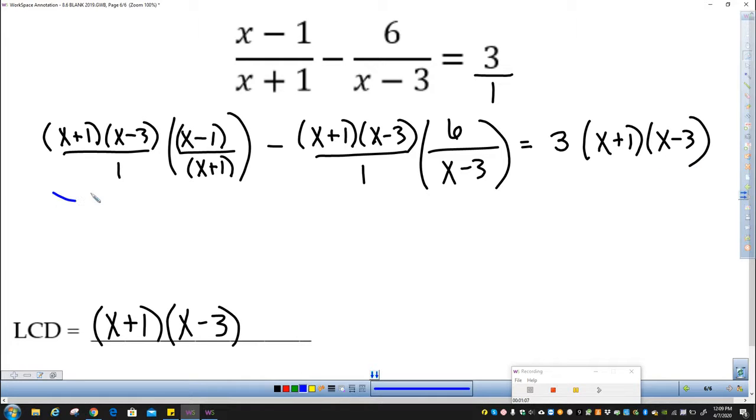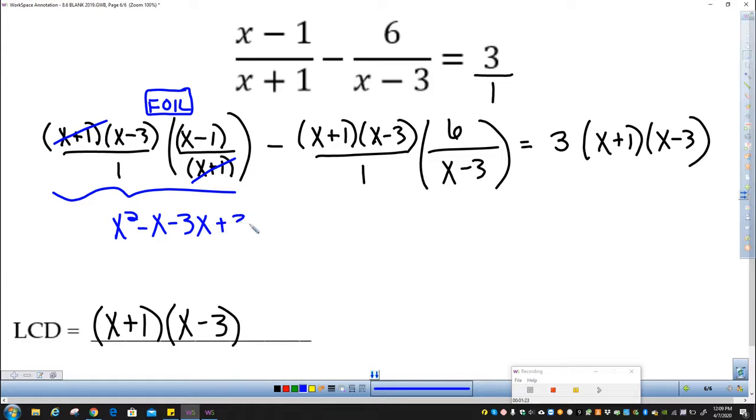All right, so going back to the very first part, notice how the x plus 1 on the top here is going to cancel with this x plus 1 on the bottom. The resulting pieces in the numerator here, we're going to multiply them together with FOIL. So we have x squared minus 1x minus 3x plus 3. That's going to turn into x squared minus 4x plus 3.